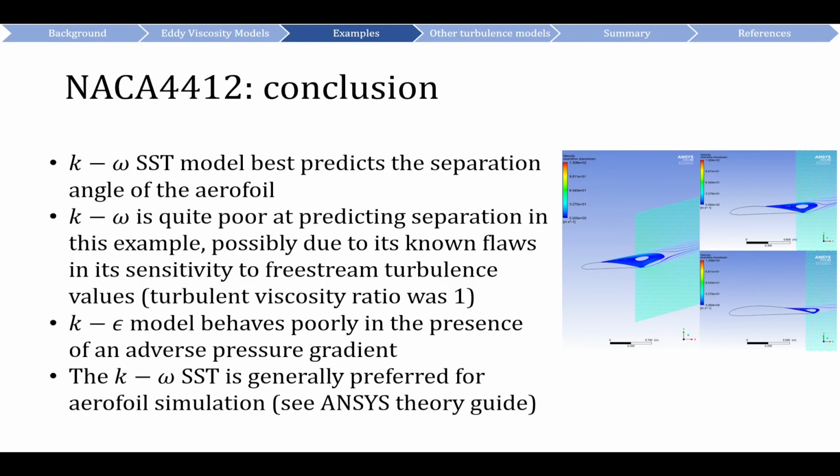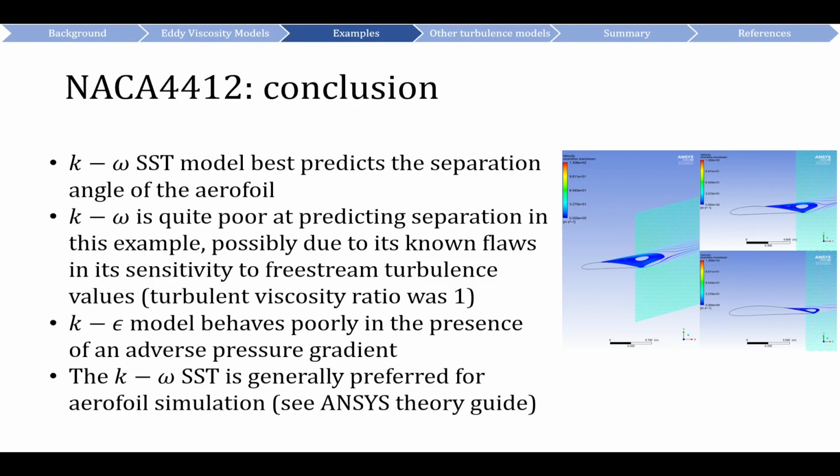So, a conclusion on this study then: we can clearly say that the K omega SST model best predicts the separation angle of the airfoil. The K omega model though is actually quite poor at predicting the separation of an airfoil in this example. This is not what we would expect from the theory, as it's been shown in the literature that the K omega model is quite good at predicting separation on an airfoil, but it's just very sensitive to inlet turbulence quantities.